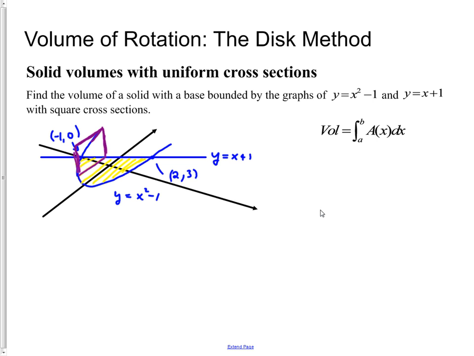If we have some other regular geometric shape that can form a cross section of a volume, we can form the solid with that. And this is sort of an interesting case. It's kind of hard to visualize, but let's see what we can do. We want to find the volume of a solid with a base bounded by the graphs of y equals x squared minus 1, that's here in blue, and y equals x plus 1.